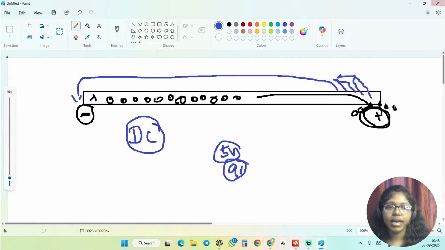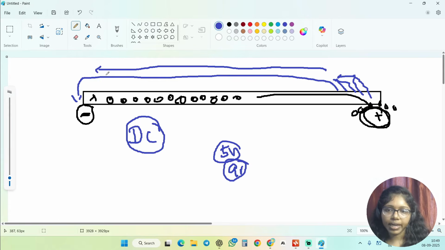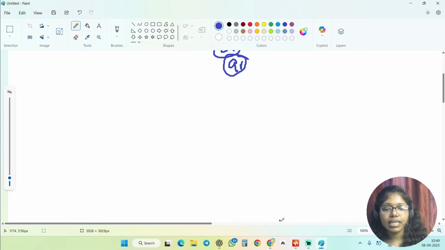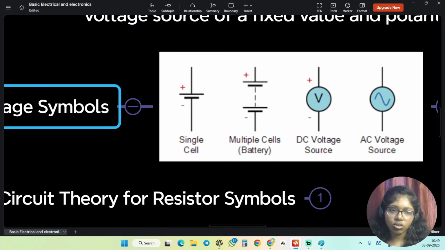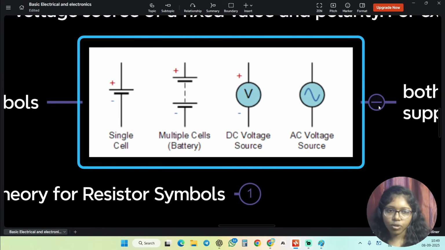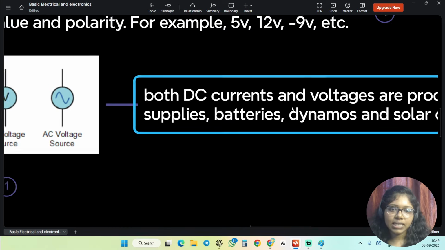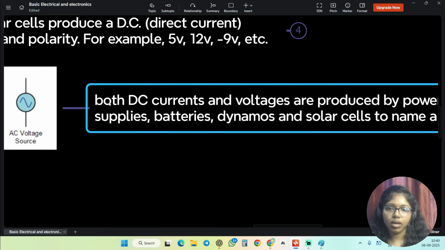So in a DC circuit, we can easily predict it. The current will always flow from positive to negative. This is constant and is not going to change. But if you take AC current, it is continuously going to change. So that's why they didn't mention any positive and negative. Okay, both AC and DC.